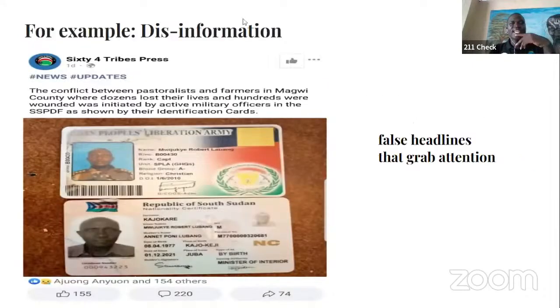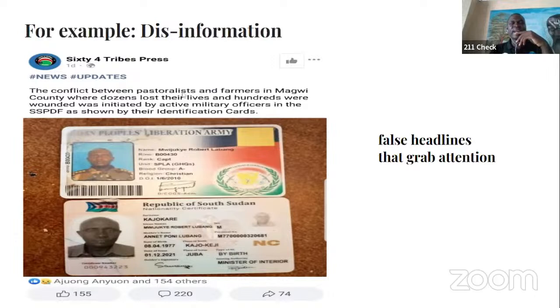Some of you might have seen the photo of this guy that was at some point posted by 64 Tribes Press. They posted the ID of this person, saying this person is among those people who are instigating violence that happened in Nimule at that time. So you will see that they posted both the work ID of the person and the gender of the person. Like now you will see that people get to know a lot of details about him, what is his rank in the army and stuff like that. So this created a lot of discussion, as you might have seen here at the time. This was his screenshot. There were 74 shares, 220 comments, 155 likes, and other interactions.